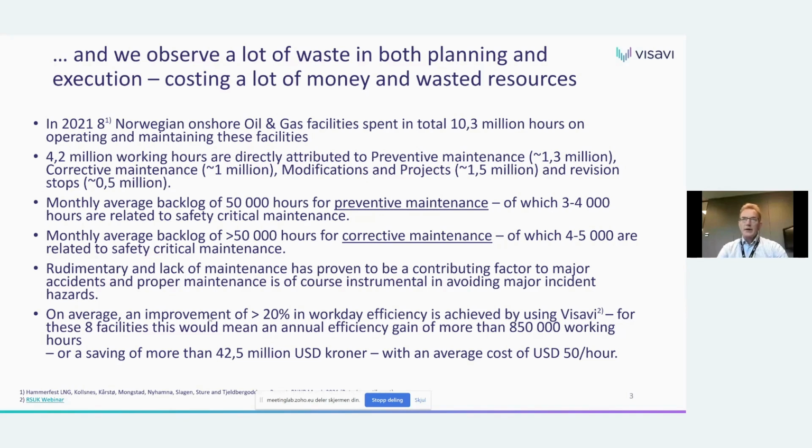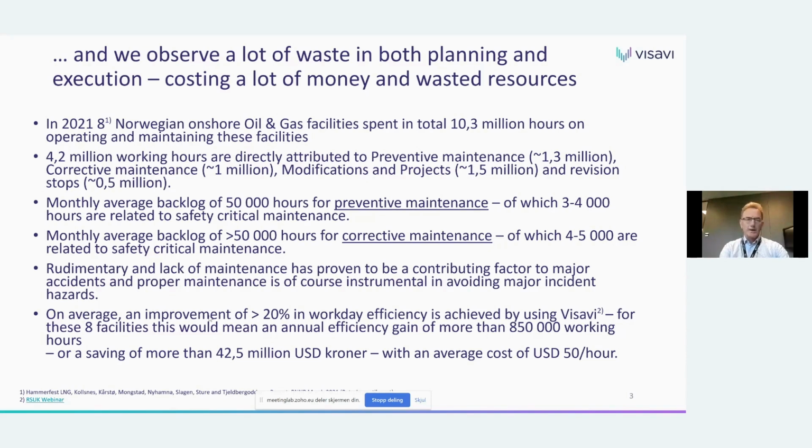Based on accident investigations, we know that rudimentary maintenance is a key contributor to major accidents, and proper maintenance is instrumental to avoiding major incident hazards. If we can improve the efficiency of the maintenance crew, we can have a lot of savings, and we can avoid some of these critical accidents, near accidents and mishaps. There is of course also a monetary perspective: a lot of waste can be removed from maintenance and operations by doing it in a different way.